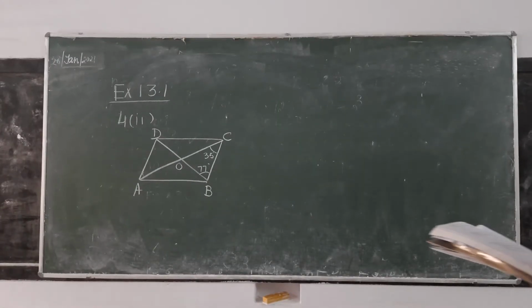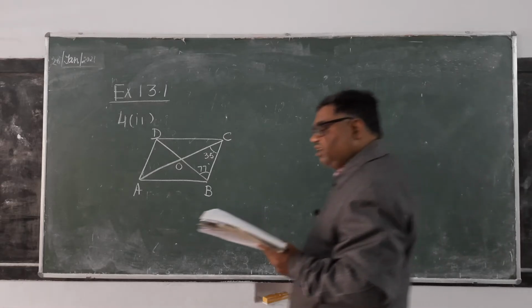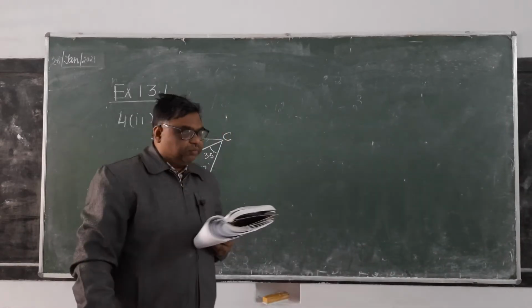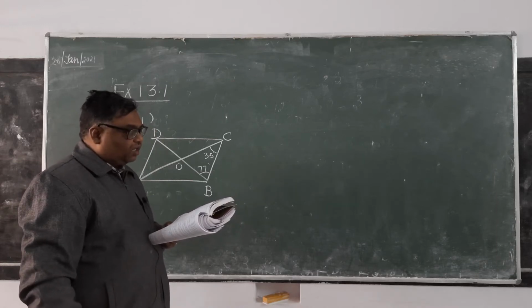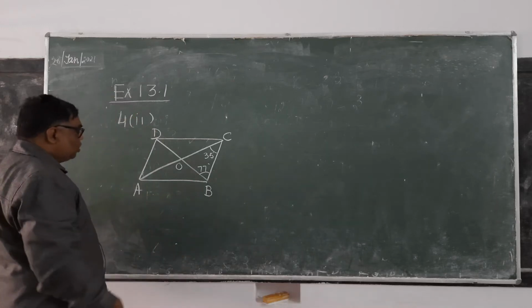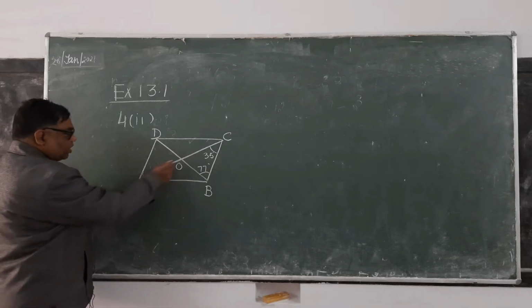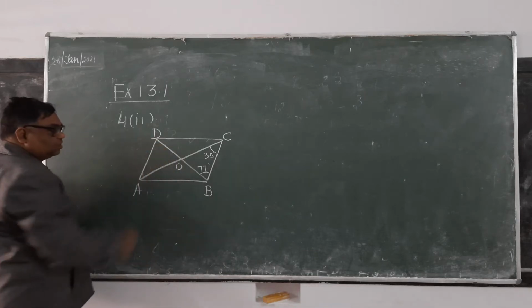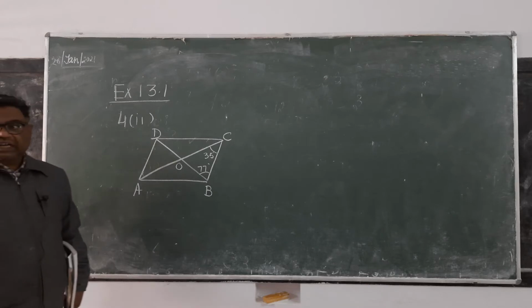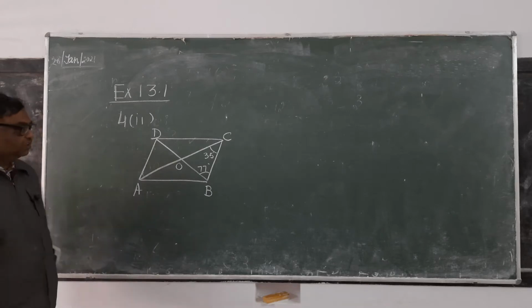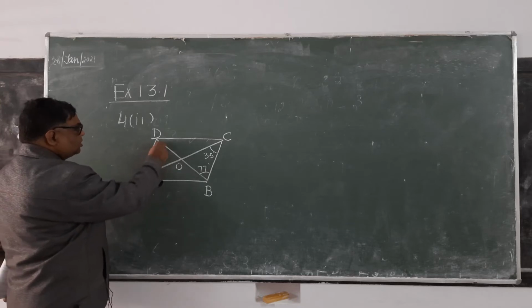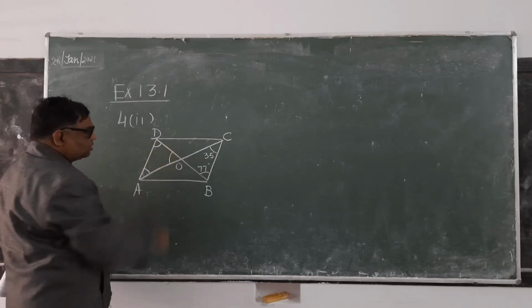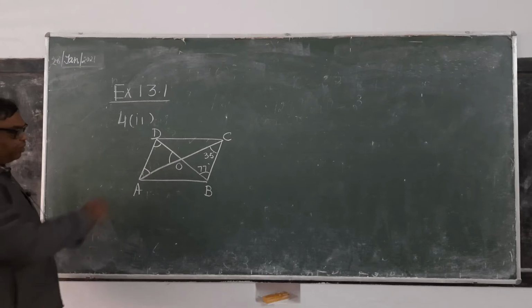Now question number 4, second part. In the figure 2 given below, ABCD is a parallelogram. Find the angles of triangle AOD. Angles of triangle AOD means this. It's clear? इस triangle के angles. Now one angle is this, other angle is this, and third angle is this. It's clear? What will be this angle?